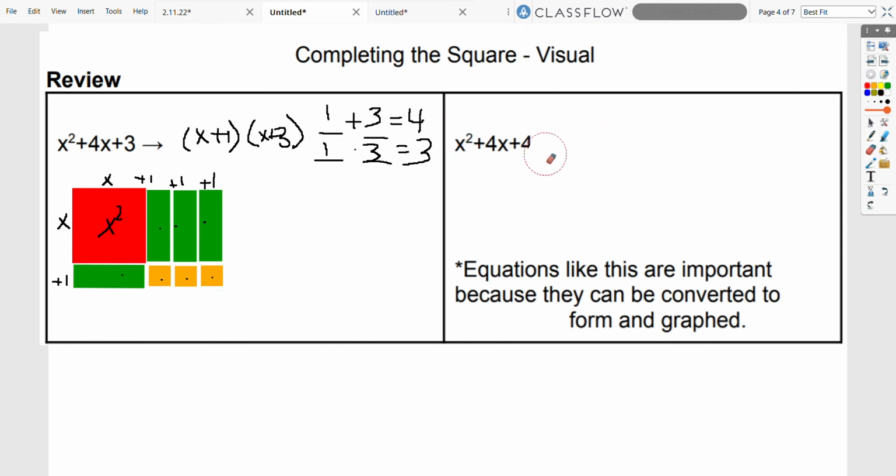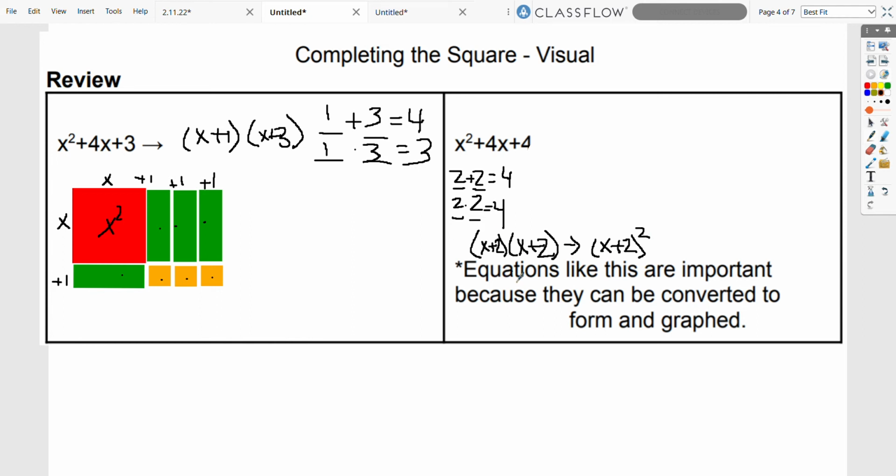We can also do it with x squared plus 4x plus 4. We find two numbers that add up to 4 and multiply to the last number 4, and that's 2 and 2. So x squared plus 4x plus 4 becomes x plus 2 times x plus 2. And note, this is going to be important for the next couple: just like we did on the last assignment, we can change that to x plus 2 squared.